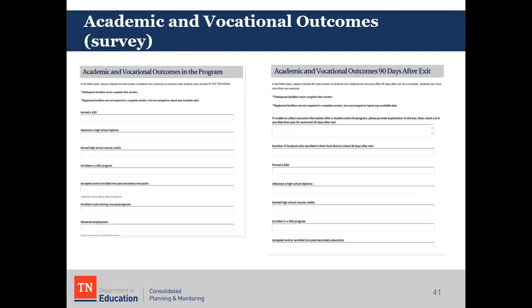Academic and vocational outcomes, again, you're going to see that this is what it looks like in FormStack. So after that information is gathered on the individual forms, tallied by the facilities, and then sent to the school district, the district will input this data in FormStack.